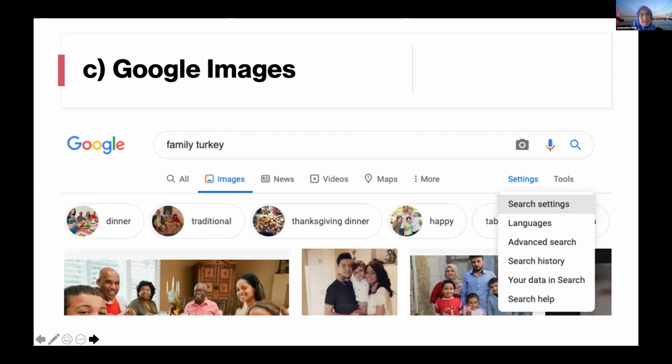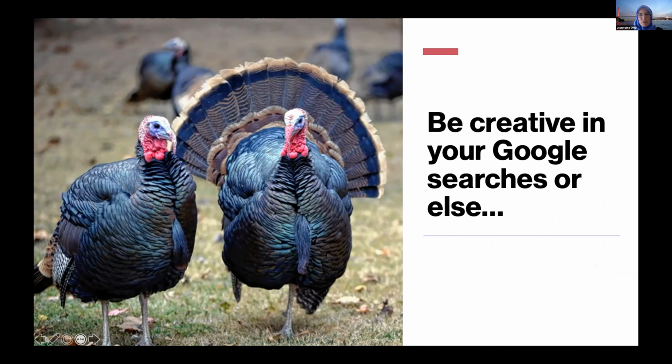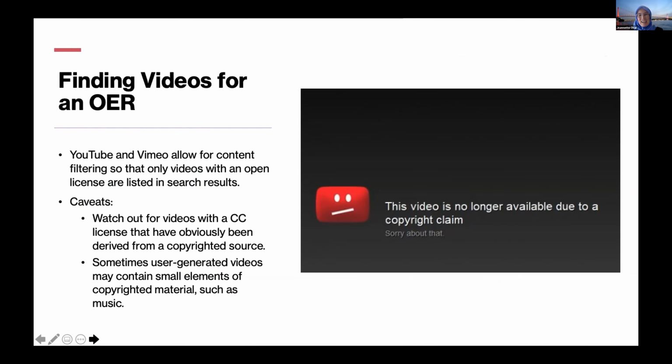How to do more effective Google searches, to avoid things like, instead of looking for a family in Turkey, you might end up with families of turkeys. I would love to show you how to search for open content on YouTube and Vimeo.